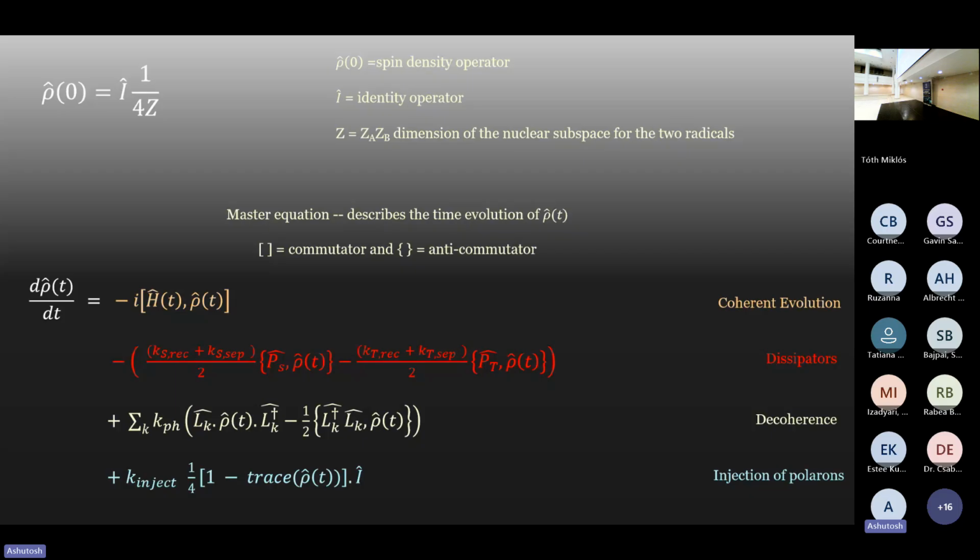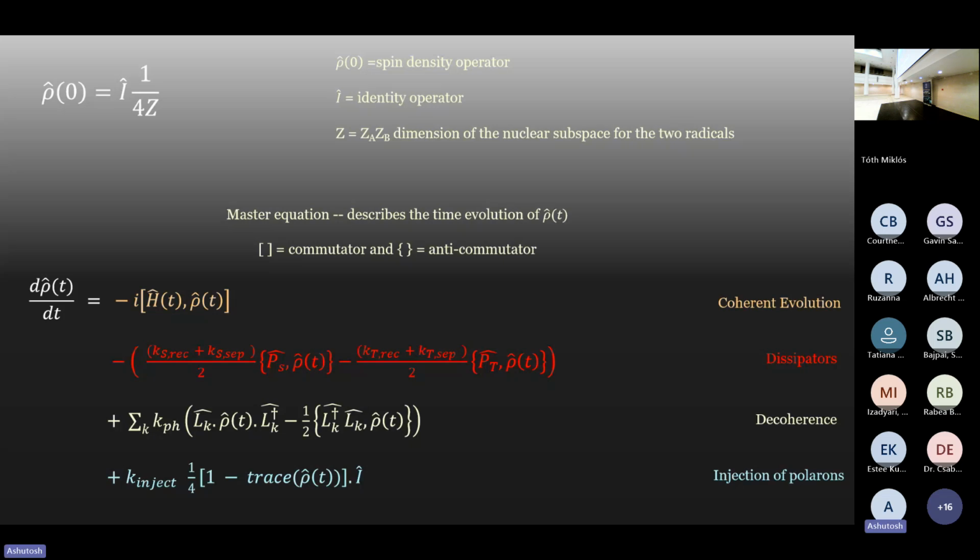The first term is the commutator term, which describes the coherent evolution of the system. The second term, with the anti-commutator relation, is basically with respect to the decay of the population states from singlet and triplet channels. And these are the very specific PS and PT, which will get biased due to chirality.